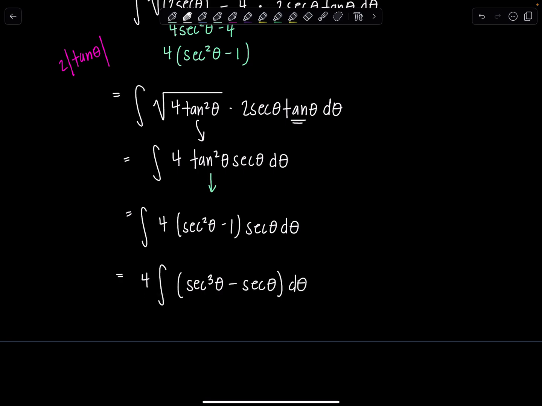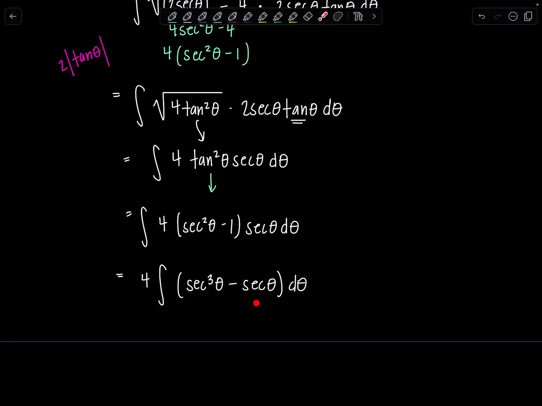This is secant cubed theta minus secant theta d theta. So hopefully you remember, I've shown it in a video lecture before. Secant cubed theta, we find this antiderivative by using integration by parts, and this guy boomerangs. So I'm going to work through it for you. Some people just memorize it, or maybe you're given the reduction formulas. I don't know, but I'm just going to work through from scratch, okay?